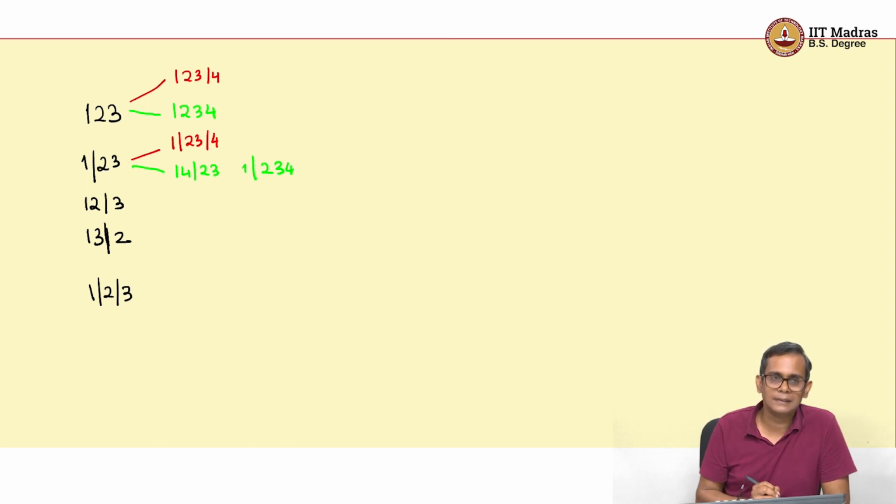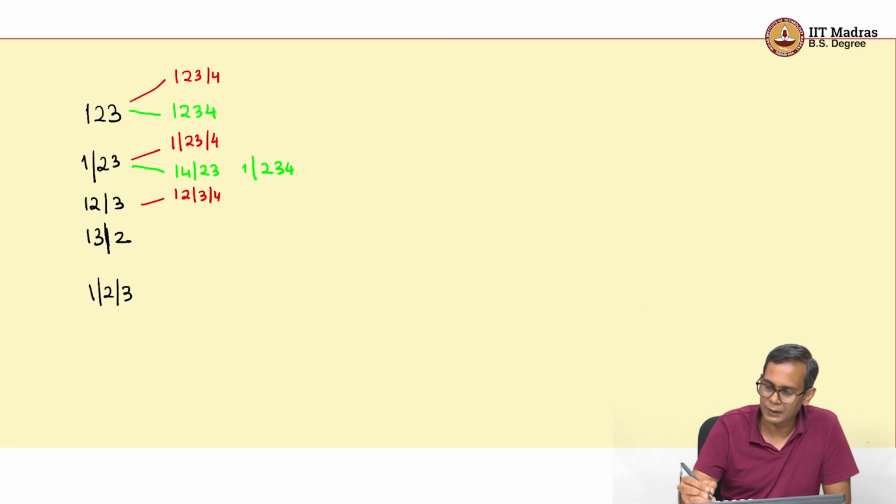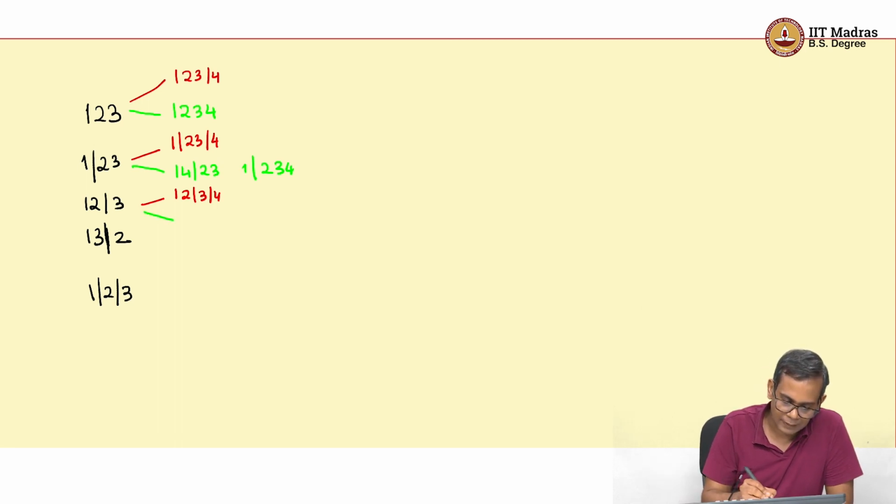Then the next case I have 1 | 2 3. So, I want to add 4 to this. I can either add 4 as a separate block, and then I can add 4 to an existing block: 1 4 | 2 3 or 1 | 2 3 4.